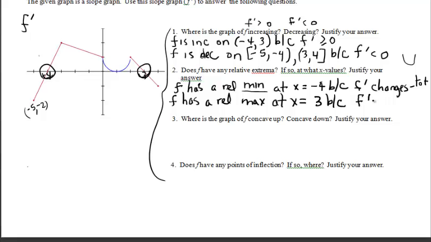Because f prime changes, or goes from, however you want to word it, the slopes go from positive to negative. F prime changing from positive to negative means the function has to go from increasing to decreasing.